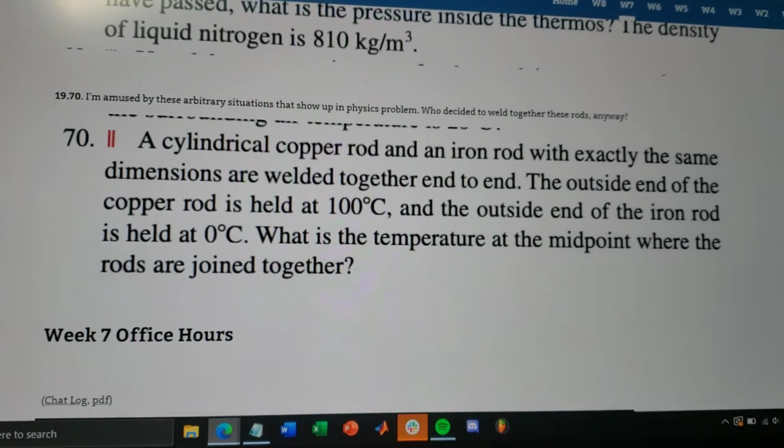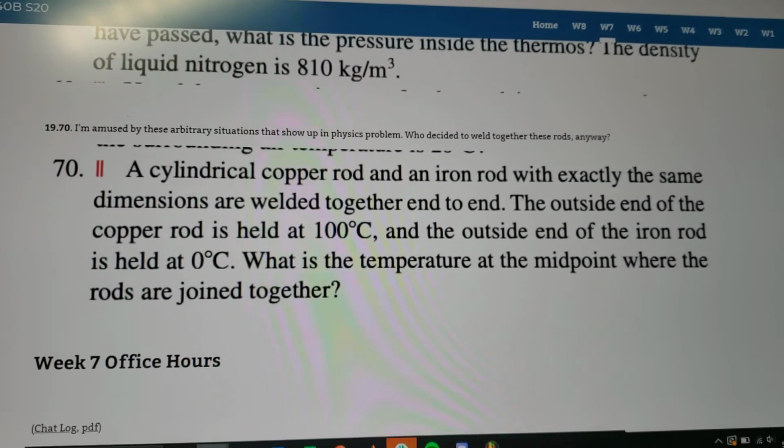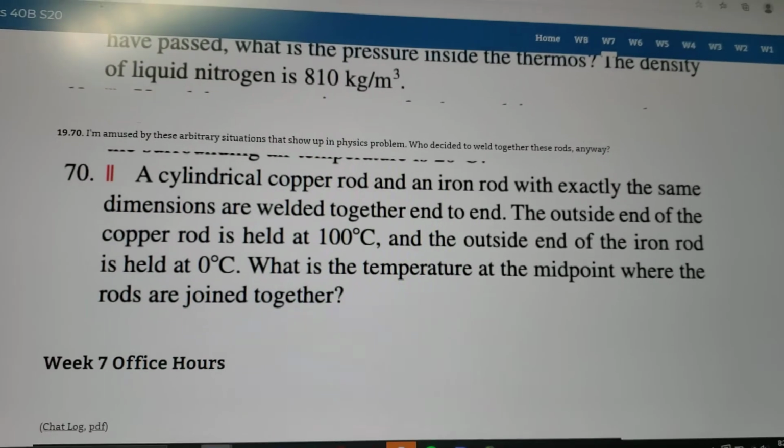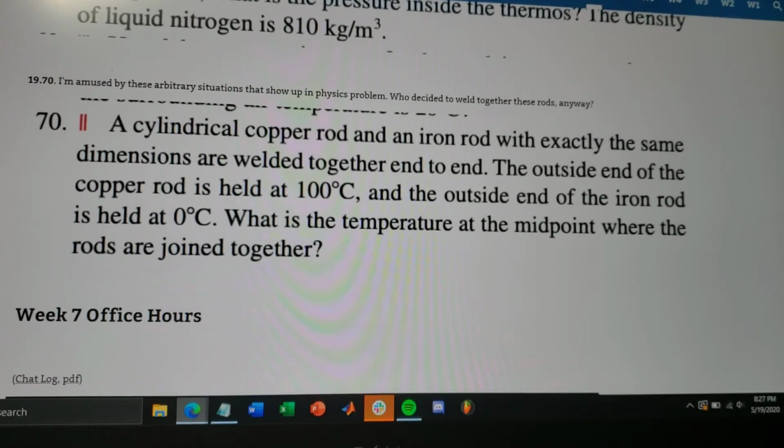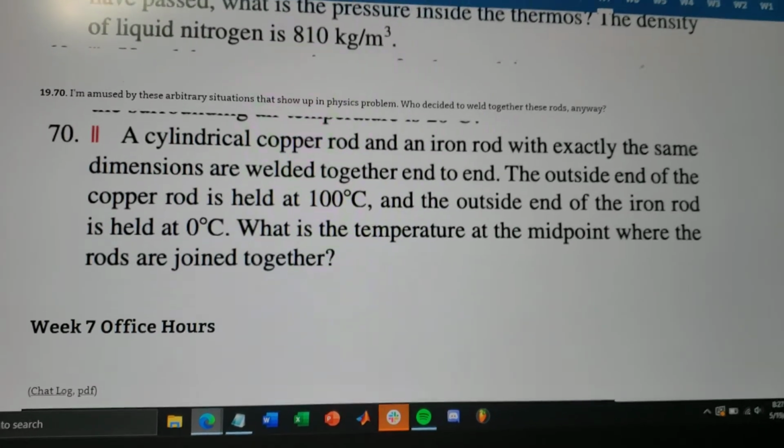Alright guys, this is 19.7. The problem says a copper rod and an iron rod with the same dimensions are welded together end to end. The outside end of the copper rod is 100 degrees Celsius and the outside end of the iron rod is 0 degrees Celsius. What is the temperature at the midpoint where the rods are joined?